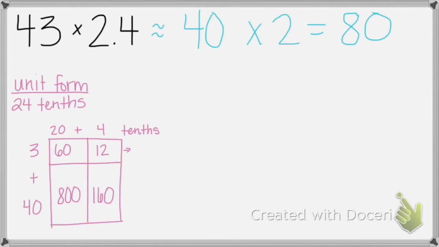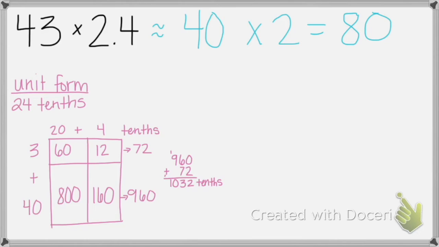So as I add 60 and 12, I get 72. I need to remember that these are tenths. I can label that, or just keep them in my mind when I go to add it to my other partial product that my answer is going to be in tenths, because all of these are tenths. 800 plus 160 is 960 tenths. So those are my 2 partial products that I'm now going to add together. All right, and I'm definitely going to label this, because that's my final product, is 1032 tenths.